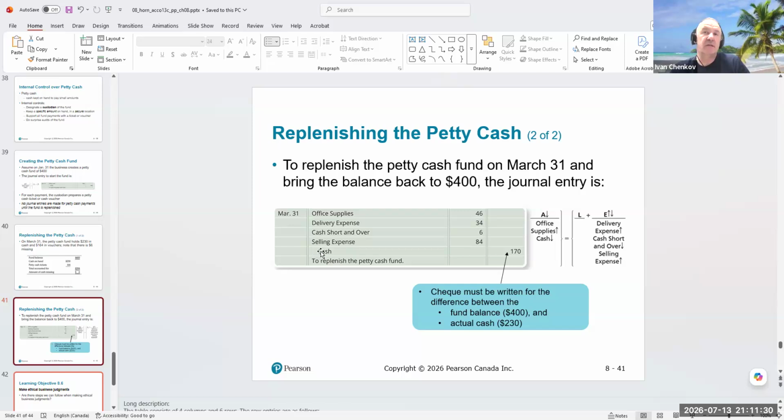Because, as you can see, we're not taking it from petty cash. We're taking it from cash. So the fund balance again is going to be 400. And the actual cash will be 230 plus the 170. And that's how we're bringing the balance back to 400.